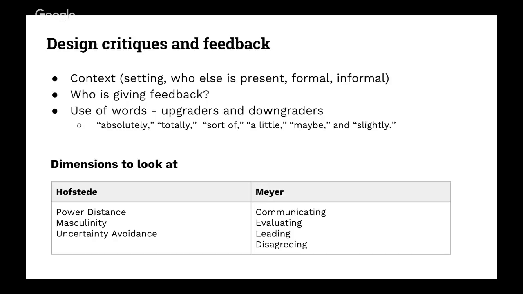Depending on whether it's a nationality with a direct or indirect feedback approach, you should use upgraders or downgraders to make it more or less direct: something like absolutely or totally to make it stronger, or sort of, a little, maybe, or slightly to make it less strong. And you can look at the dimensions from Hofstede, which are power distance, masculinity, and uncertainty avoidance, whereas with Erin Meyer, we would recommend looking at communicating, evaluating, leading, and disagreeing.